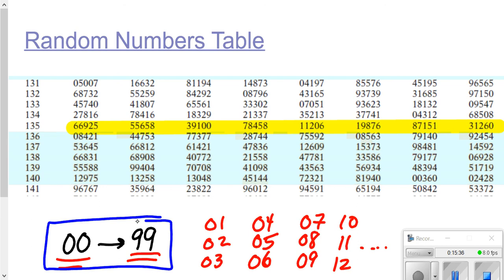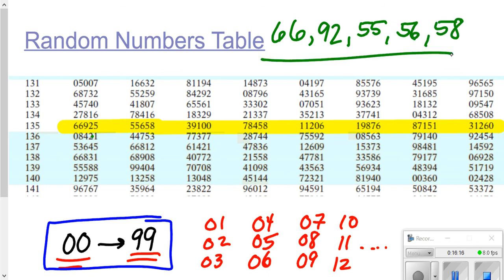And then I can pick an arbitrary point on the random numbers table and start reading. 66, you're in. 92, you're in. 55, you're in. 56, you're in, right? And that would be how I would determine what was in my sample. And if I wanted to have a sample of 5, I would just keep reading there. So let me read more precisely because that was a mess. So, sorry. 66, 92, 55, 56, and 58 would be the things that I would pick.